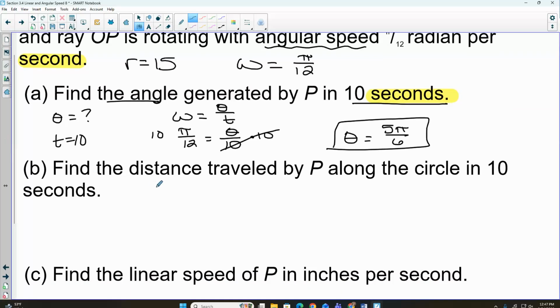All right. B. Find the distance traveled by P along the circle. The point is moving on the outside of the circle. So if I want the distance it moved around the outside of the circle, what variable is that? S. Okay, so look at what we have. I need a formula with S. S equals R theta. Do we have R? Yeah. Do we have theta? Yeah, so I could use that formula. So R is 15. Theta we found in part A to be 5 pi over 6.